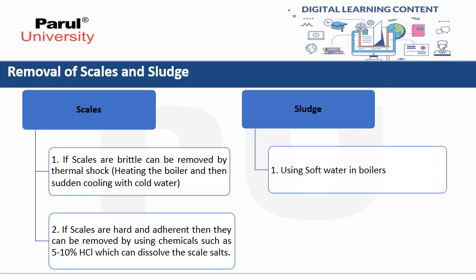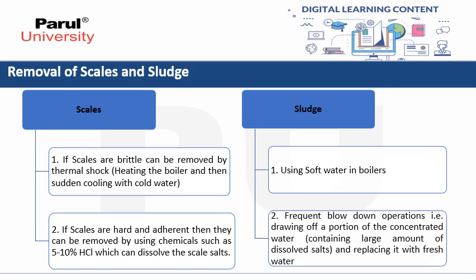The sludge, which is soft and slimy, can be removed by using soft water in boilers or by frequent blow down operation, that is, drawing off a portion of the concentrated water which contains a large amount of dissolved salts and replacing it with fresh water.